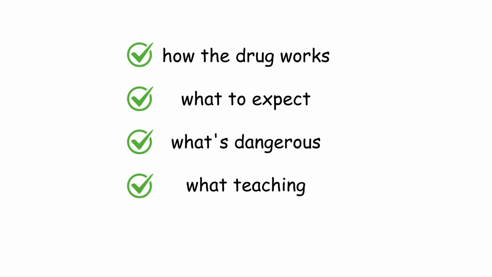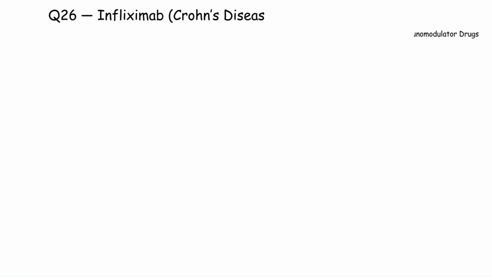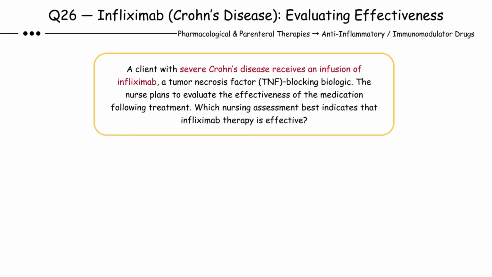Let's get started with GI Pharmacology, Q26 to Q32. Infliximab, evaluating effectiveness. Question 26. We're looking at infliximab, one of the major biologic therapies used for severe Crohn's disease. The goal here is to evaluate how we know the medication is actually working. Let's walk through the options.